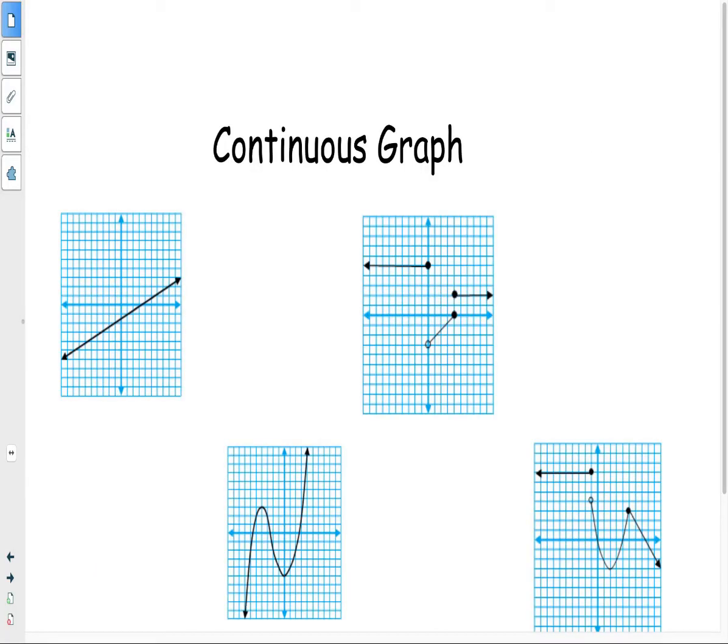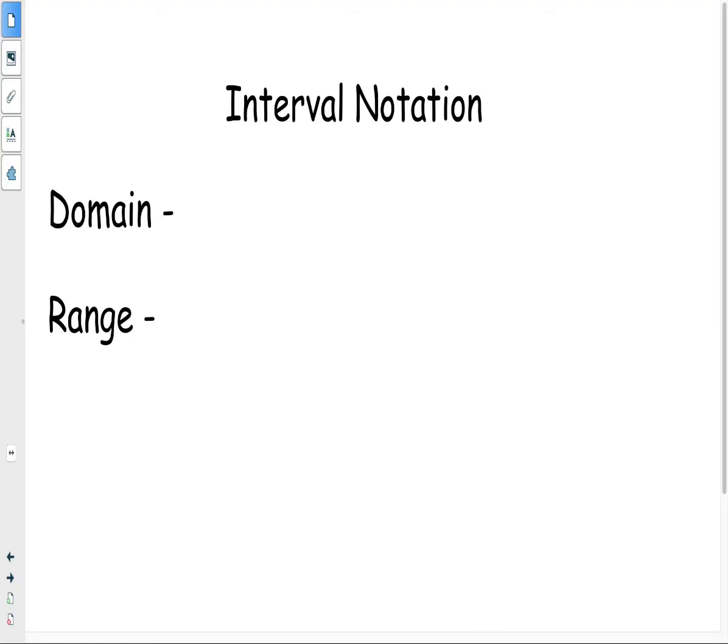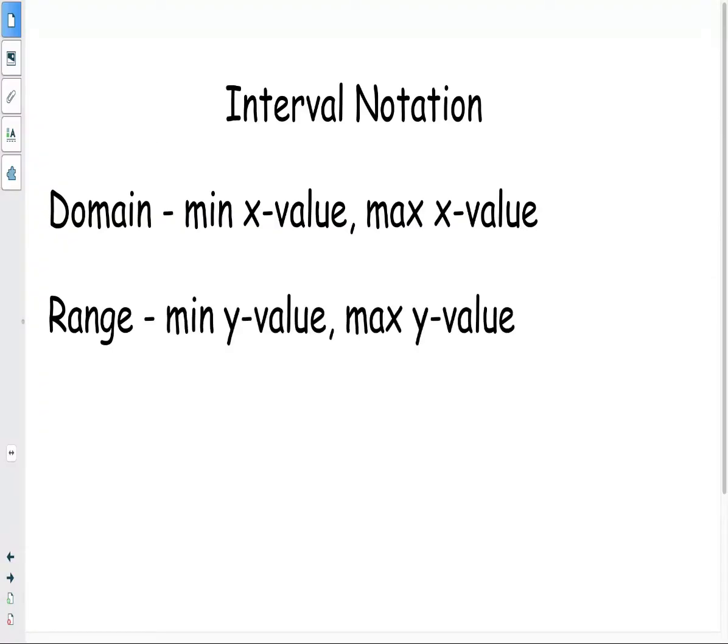Now we're going to talk about the domain and range of continuous graphs. In order to do that, we need to go over interval notation. For a domain, you're looking for your minimum x value and your maximum x value. Likewise, for range, you're looking for your minimum y value and your maximum y value.